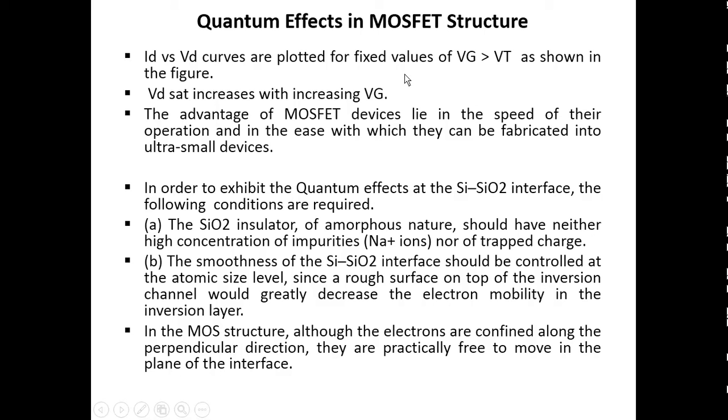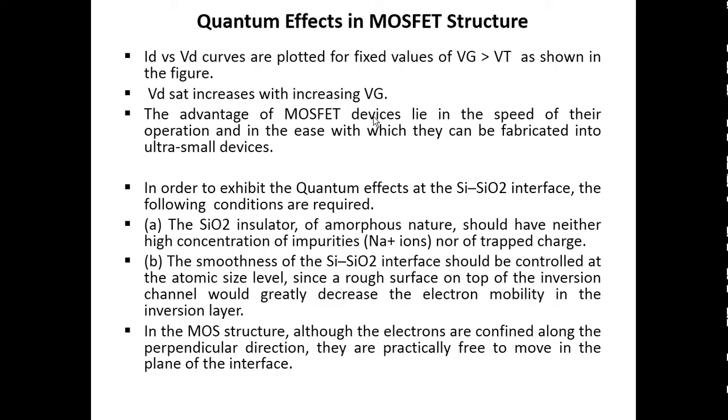ID versus VD curves are plotted for fixed values of Vg greater than Vd, as shown in the figure I have just shown you. Vd sat increases with increasing Vg. So the saturation voltage of the drain to source voltage will increase. That magnitude can be increased by increasing the value of Vg.